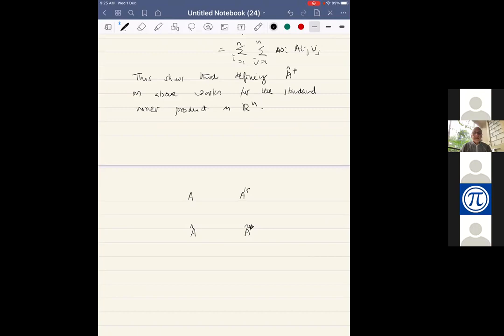Yeah, Srijan has asked, is A dagger unique? Because that was claimed. Part of the claim was that there is a unique A dagger that will do the job. Okay, I have not proved that. So far, I only proved that. Okay, let's summarize.